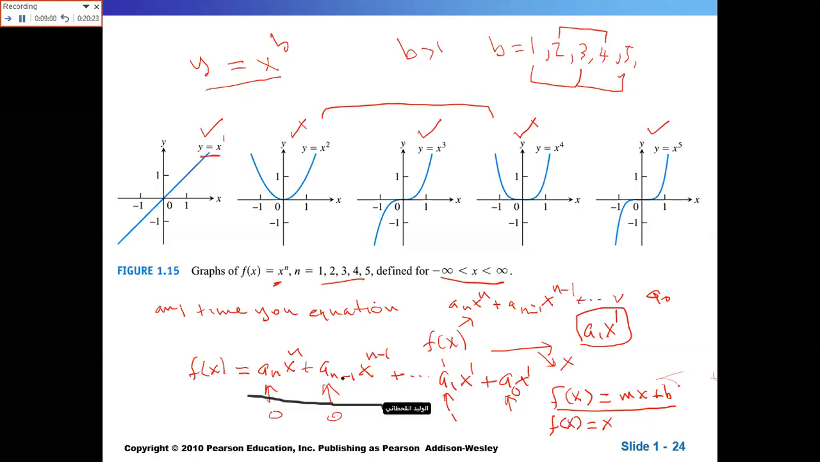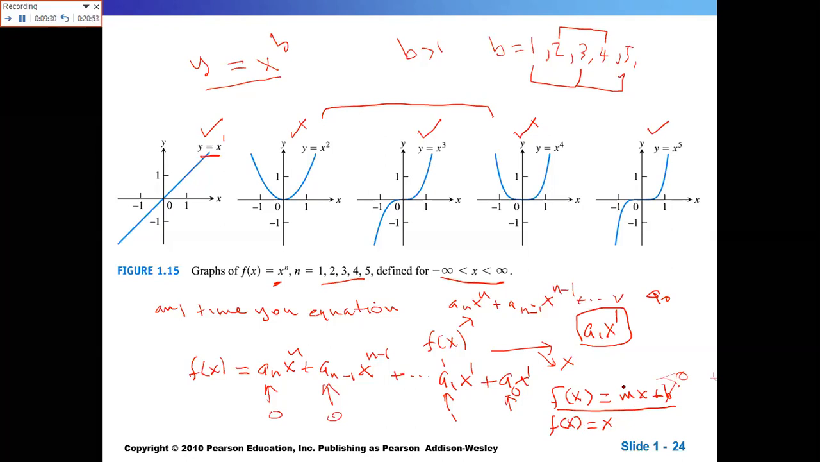We said to take this as a general term. When I said I want f of x equal to x, it means I want only this term and the rest should be killed. So b must be equal to 0. If b is not equal to 0, then f of x will be equal to x plus b. If we put b equal to 0, we get f of x equal to x, which is what I want.